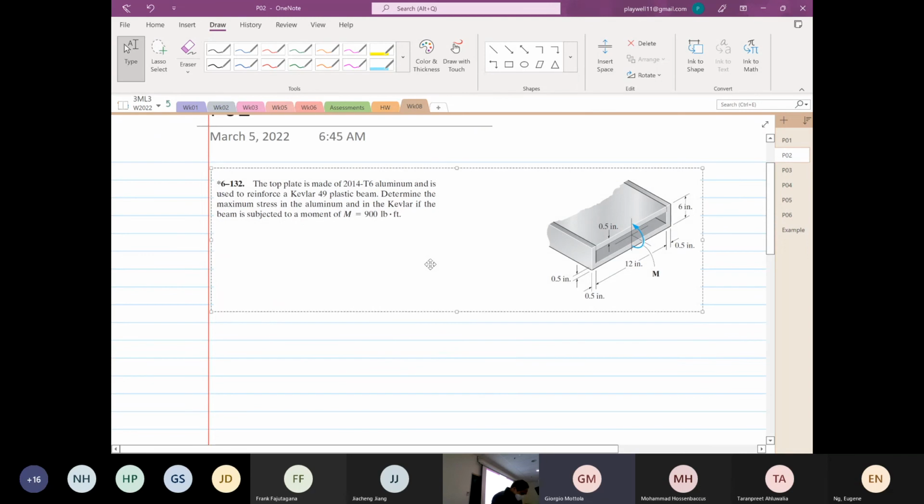Eugene, someone has a question. The reason why I replaced it with aluminum is because I decided to. You can replace aluminum with Kevlar. The answer will be the same. Does that make sense to you? Okay, you can choose either material. It does not matter.